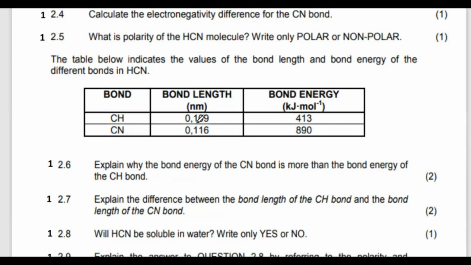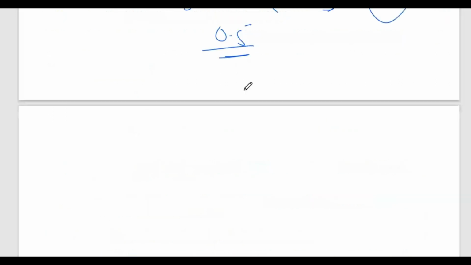Is it only polar or nonpolar? We want to know. But how will you know if it is polar or nonpolar if you don't know how to calculate electronegativity? Guys, don't go to the paper without knowing how to calculate electronegativity. Hydrogen cyanide.